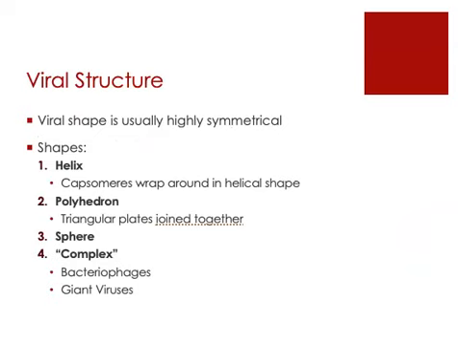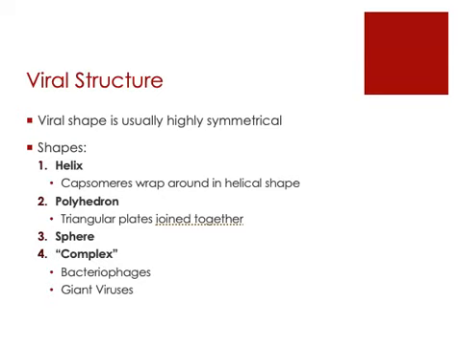There are also polyhedral viruses. And these are viruses that from a distance look like spheres, but when you get up close to them under the microscope, they're actually a polyhedron. They are composed of triangular shaped plates that are joined together in a spherical shape. Then there are the true spherical viruses. And finally, there are what we call complex shaped viruses.